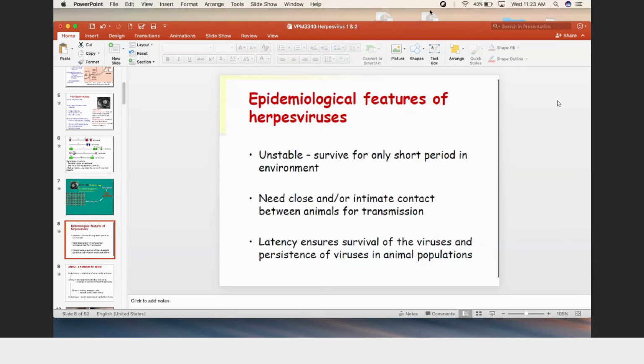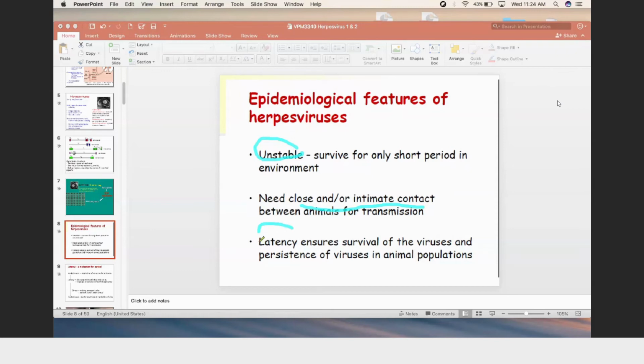General features of this virus. Epidemiology: they are not stable. They survive for only a short period in the environment, in hours. And the transfer of this virus needs close and intimate contact between animals for transmission. Not like, let's say, COVID-19, sneezing and so on, where you have particles. This one, you need to go for close contact.